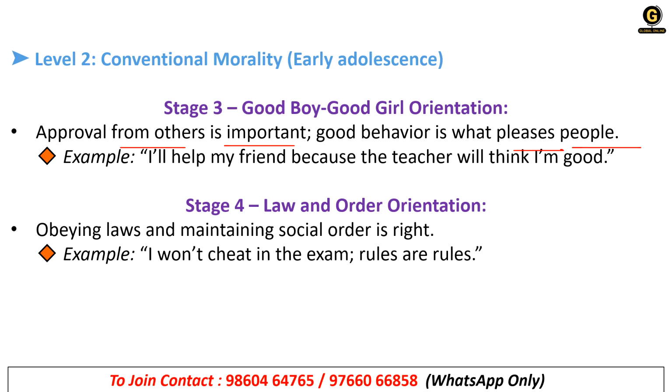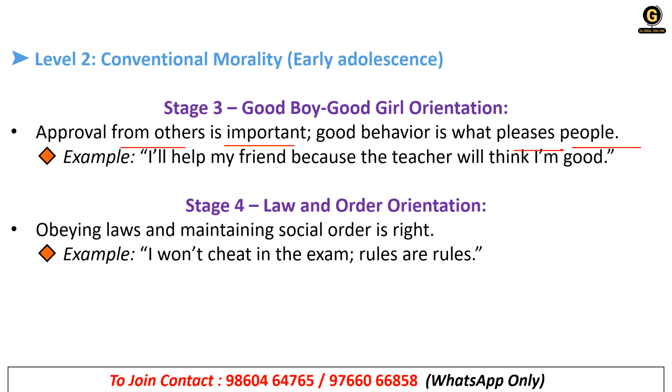Clear? For example, I'll help my friend because the teacher will think I'm good. I'm helping my friend and the teacher is watching that you're helping your friend. And why are you doing that? Because the teacher will be pleased with you. The teacher will say in front of all the students that you are a good boy, you're a good girl, so you will feel better. Clear? So that is how the students will grow, learning how to be a good boy or a good girl. Good things will be adopted by the students.